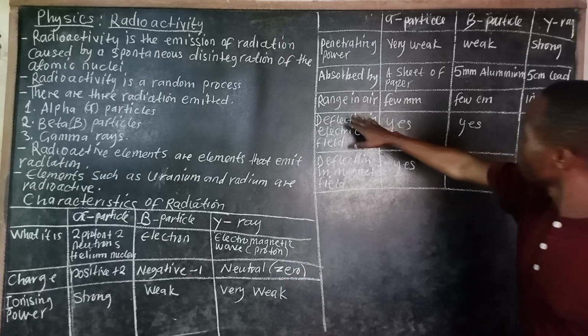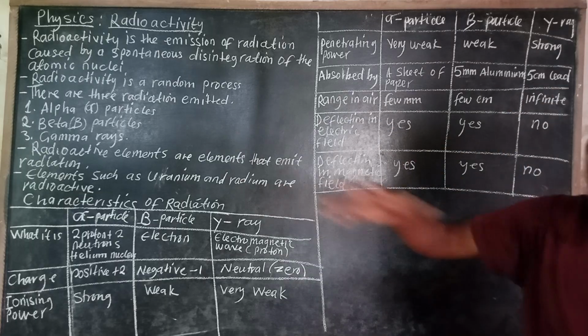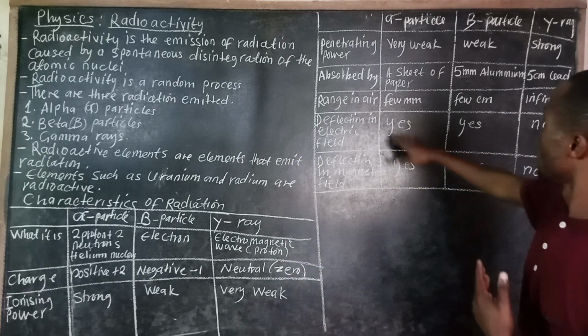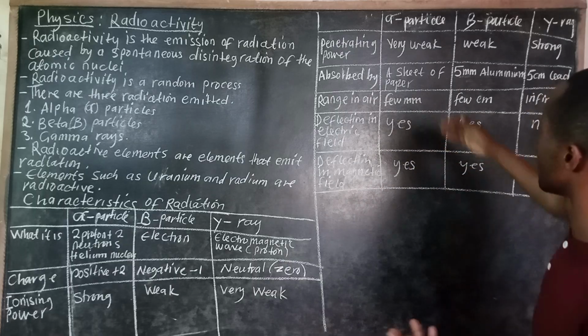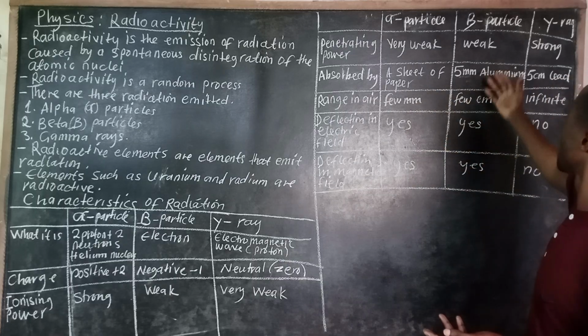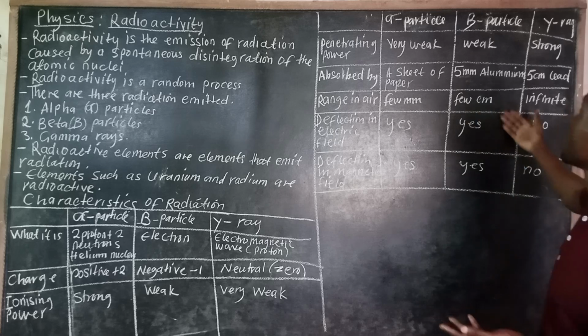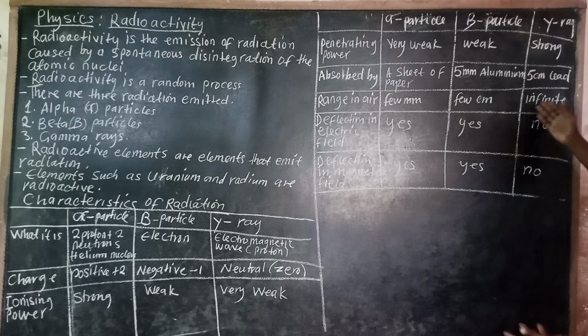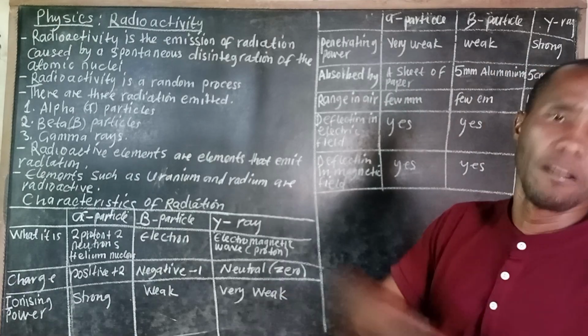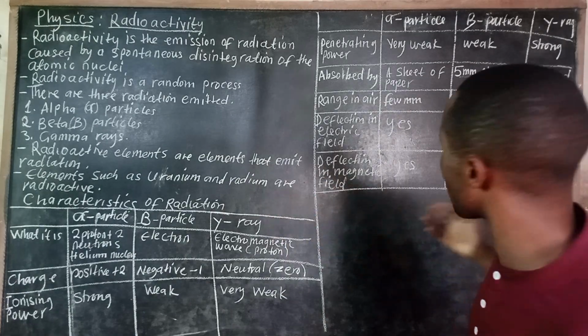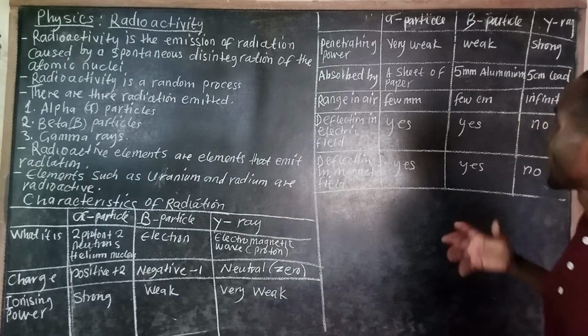Then range in air. What about the range in air? The coverage, the length. For the alpha particle, a few millimeters. Then beta particle, a few centimeters. This one millimeter, this one centimeter. Then gamma ray is infinite, meaning it is everywhere. It has got no limit when it comes to range in air.